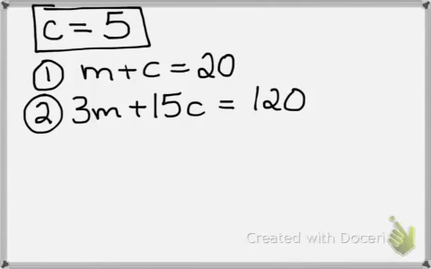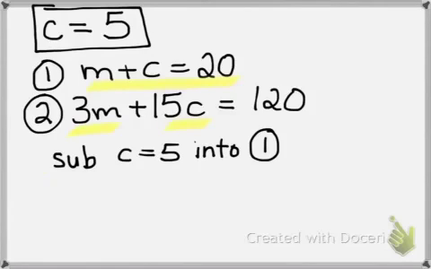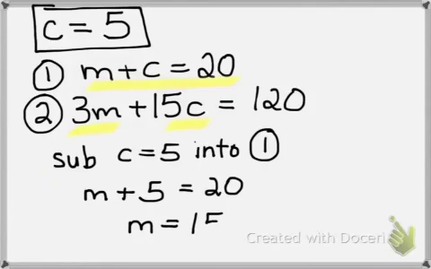So to me it looks easiest to sub our c into this first equation rather than multiplying it by 15. And I mean, if you really like algebra, you can of course substitute it into number 2. But I like taking the easy route. So I'm going to sub c equals 5 into equation 1. And what will that give us? m plus 5 equals 20. Therefore, m equals 15.